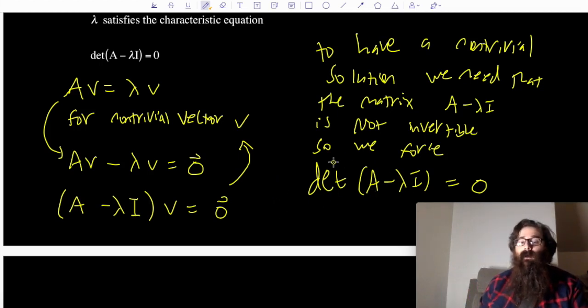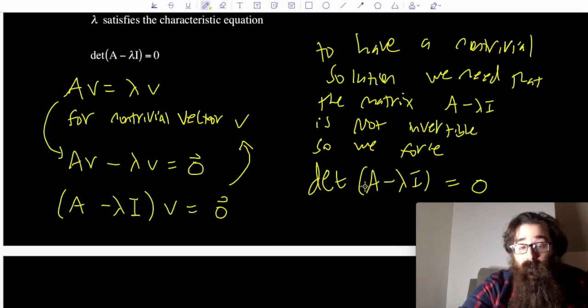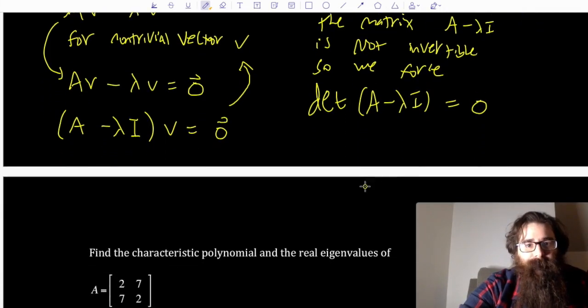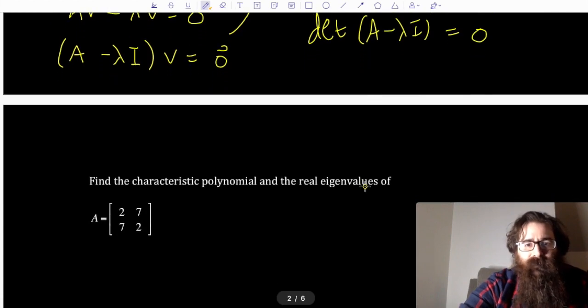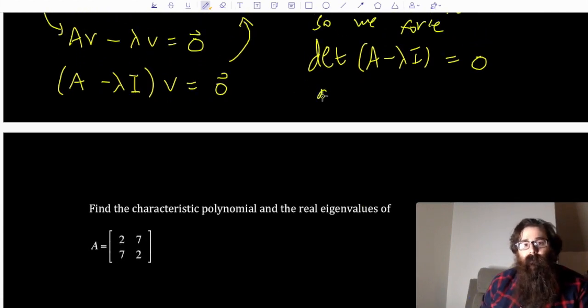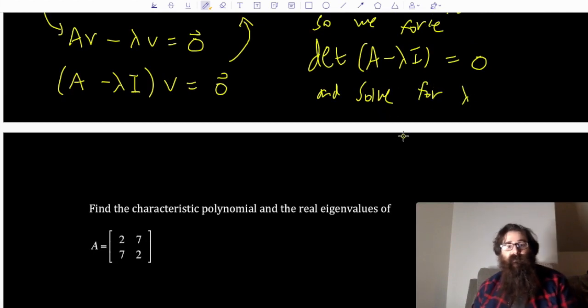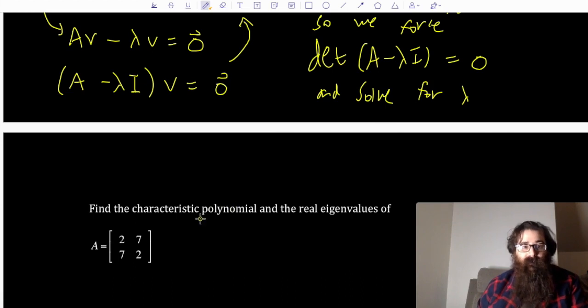So this is our sort of aha moment. This is what we're going to want to be working with. This is how we're going to get what we need out of what we're working with. We force that determinant to be equal to 0, and we solve for lambda. This is how we find our eigenvalues. This is how we generate these things from just a matrix as the starting point.